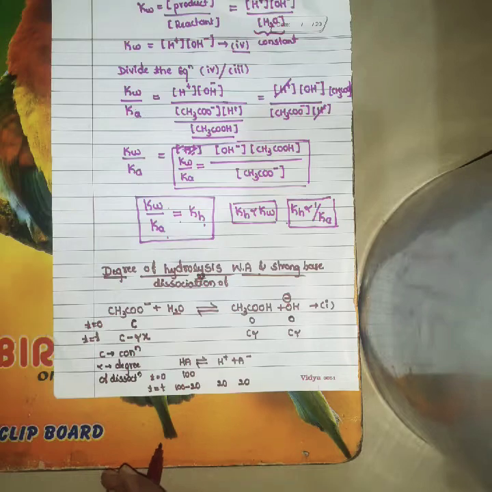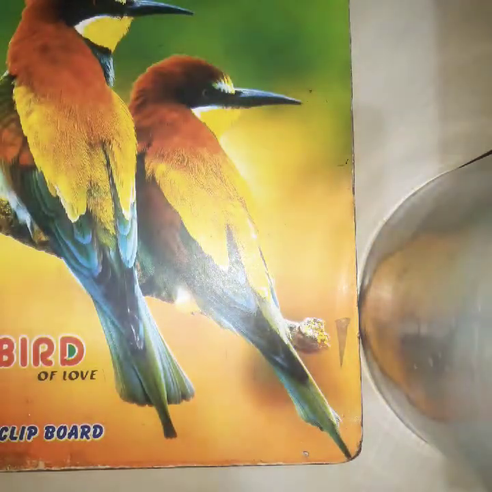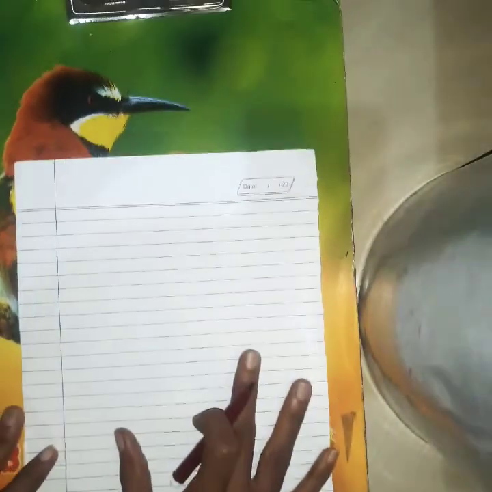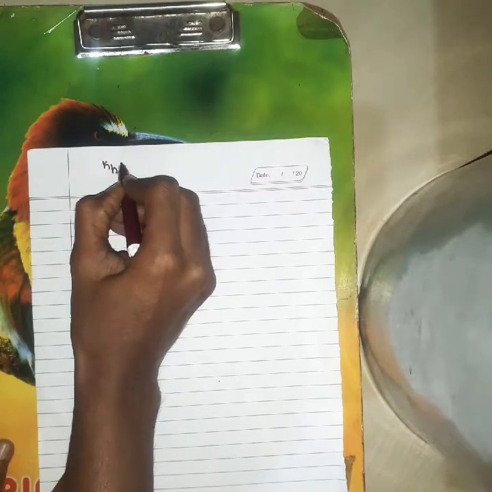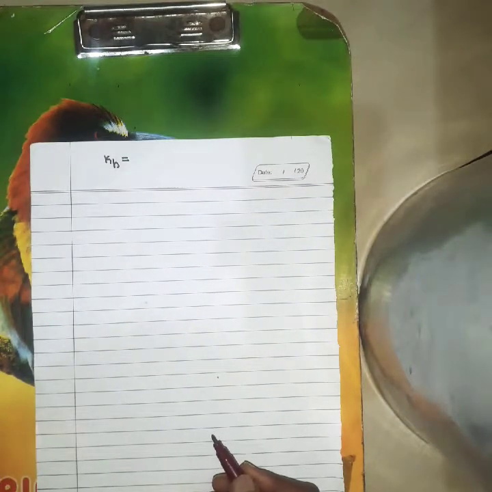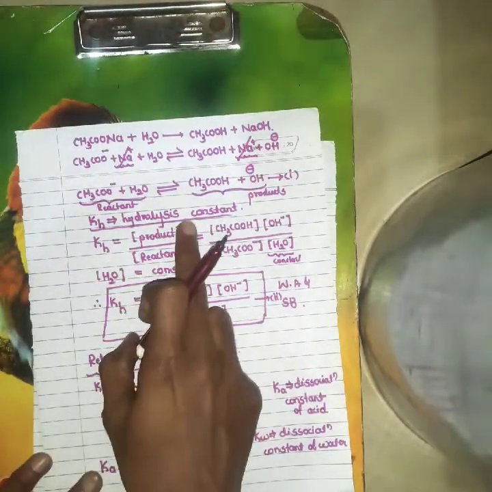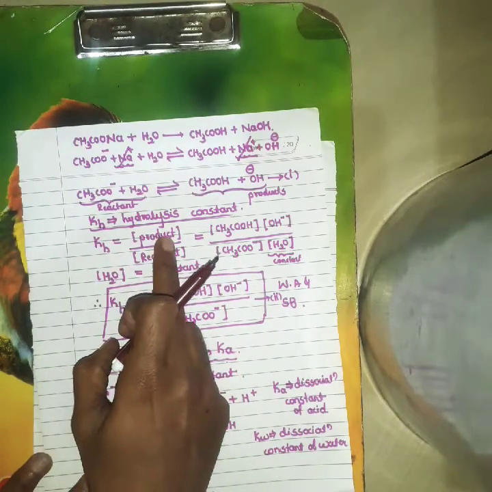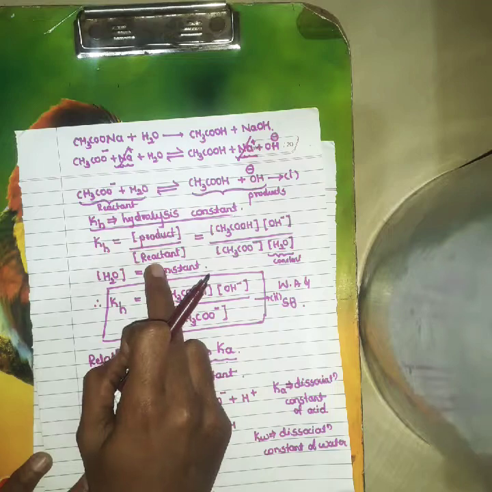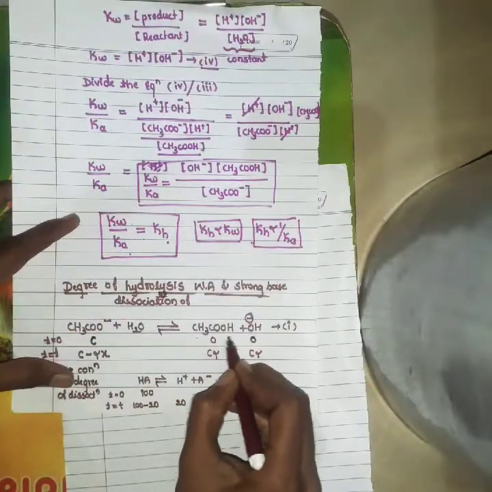What will happen next? We are writing Kh, the hydrolysis constant, for this reaction. How was it defined in the last class? The hydrolysis constant is the concentration of products divided by the concentration of reactants.